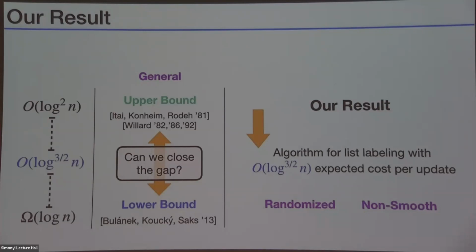Yeah, that's a good point. If I had to guess, I would think that the batching thing could also maybe extend to their lower bound, but I don't know. It's a good question.